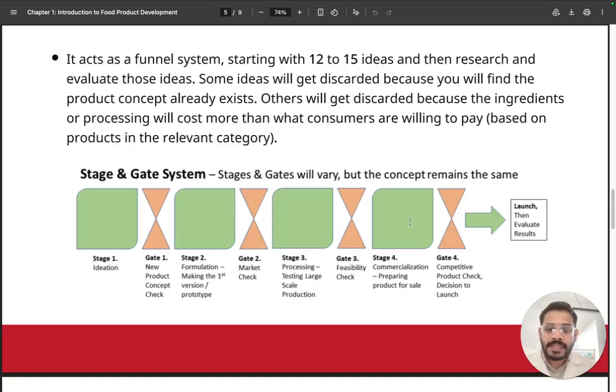Prototype means the first sample we are developing, and it will go for the market check. Market check means the viability. We will give some samples. We will check the response from the market in a very pilot scale. Then it will go for the processing.